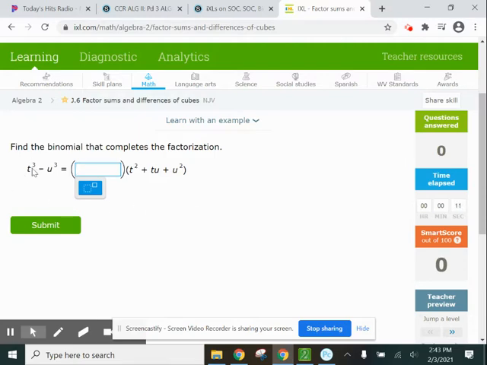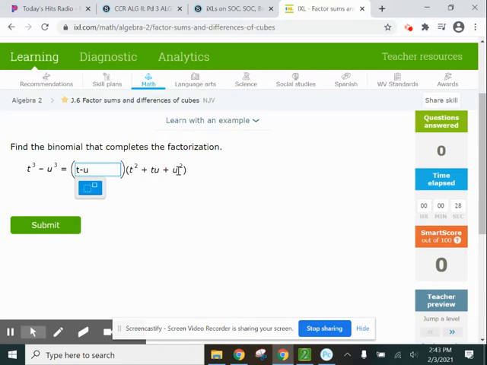So we have t cubed minus u cubed. You want to take the cube root of each of those terms. So the cube root of t cubed is t, and the cube root of u cubed is u. And you use whatever sign you have in between. So the first set of parentheses is going to be t minus u.